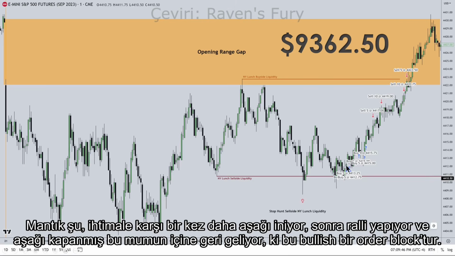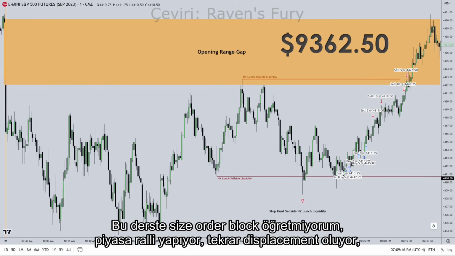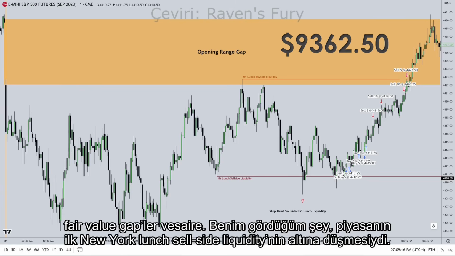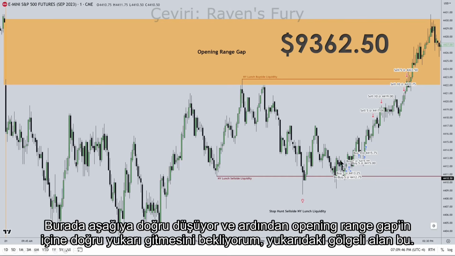Rallies, comes back down into this down close candle, which is a bullish order block. I'm not teaching order blocks in this lecture. The market rallies. We have displacement again, fair value gaps and whatnot. What I saw was the market drop down below the initial New York lunch sell side liquidity. It's dropping down below here, and then I'm anticipating it to go up into that opening range gap. That's this shaded area up here.